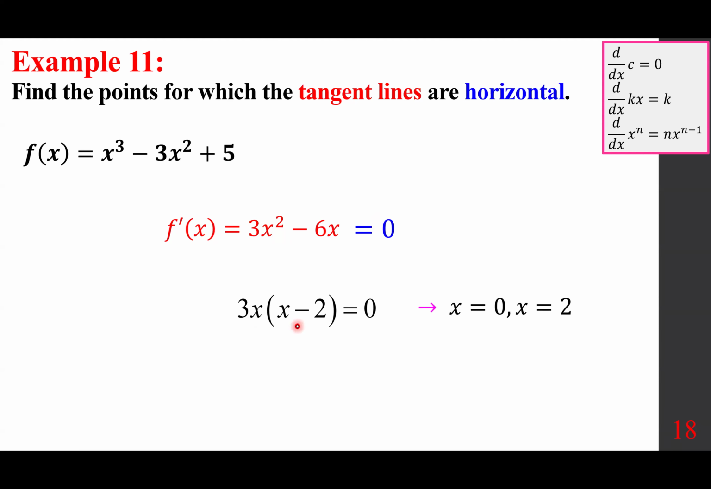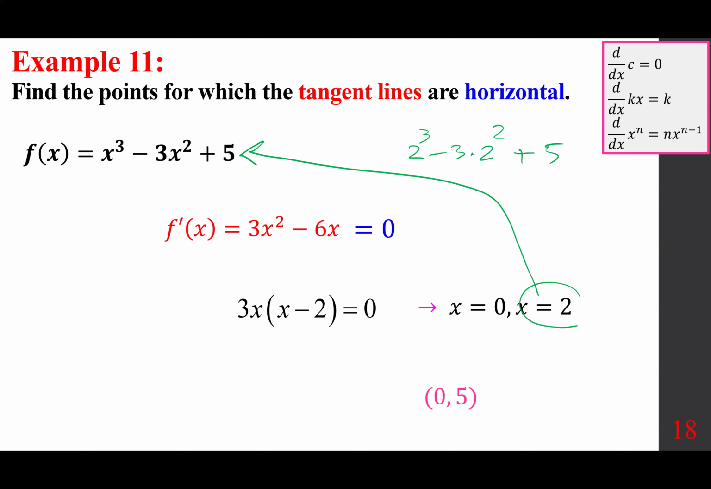Now, sometimes this is the end of their story. That's all they want. Sometimes they want you to give them the pairs just to be on the safe side. I'm going to give you the pairs. For 0, if you plug in, you get 5. So 0 gives you the pair (0, 5). If you plug in 2, then you get 2 cubed minus 3 times 2 squared plus 5. They add up to 1, and the pair is (2, 1) as the final answer.